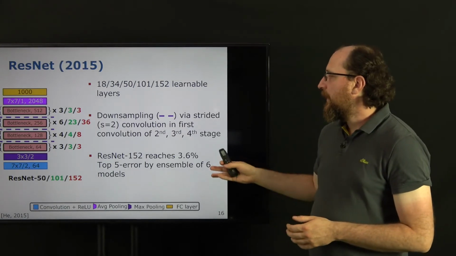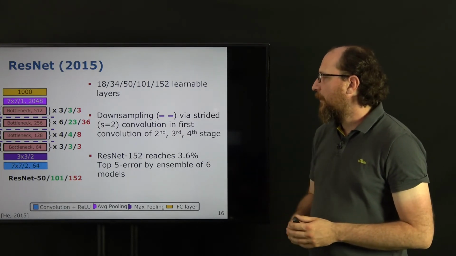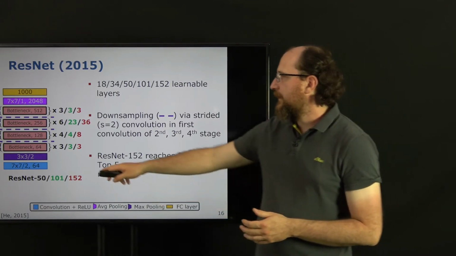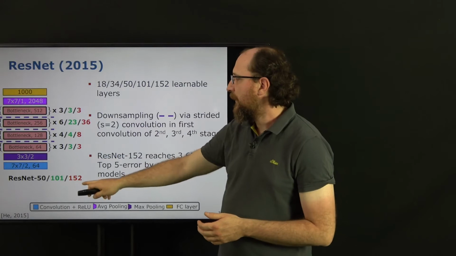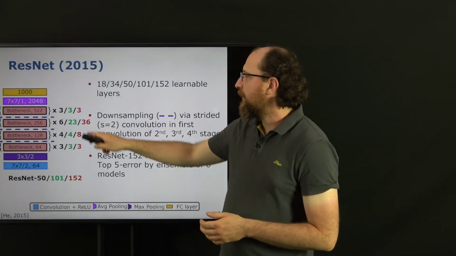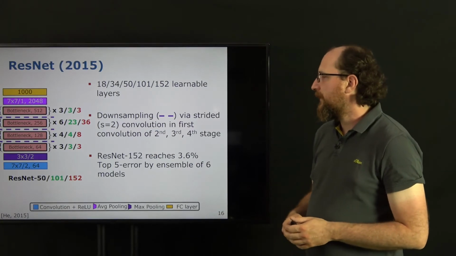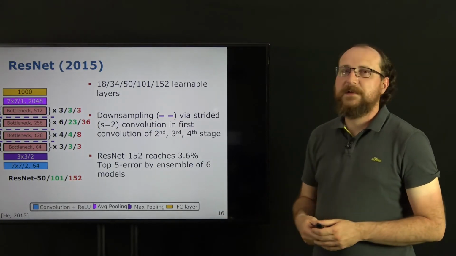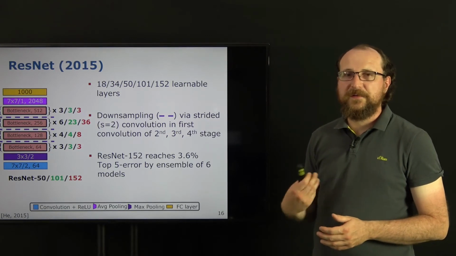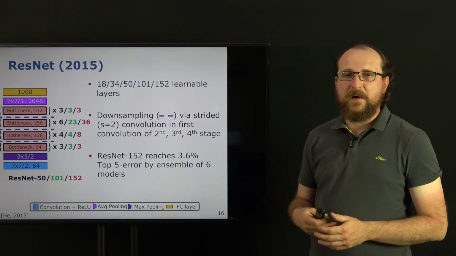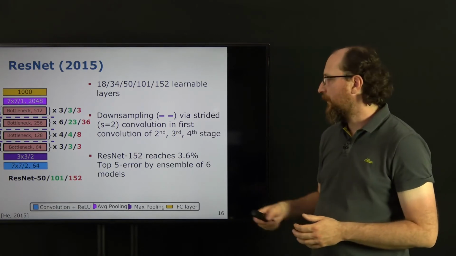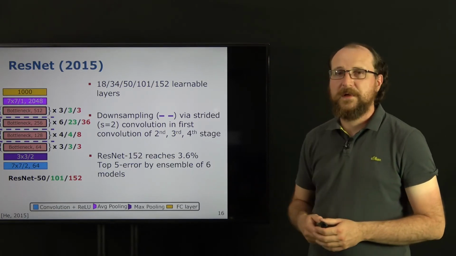So in the end, they came up with a 152 layer network, which used basically the structure. So as you can see here, in red is the 152, so we have many more layers in between. There's 36 bottleneck layers there, and this reduced then the top 5 error again by a significant amount to 3.6 top 5 error in the end. And this was then an ensemble of 6 models.